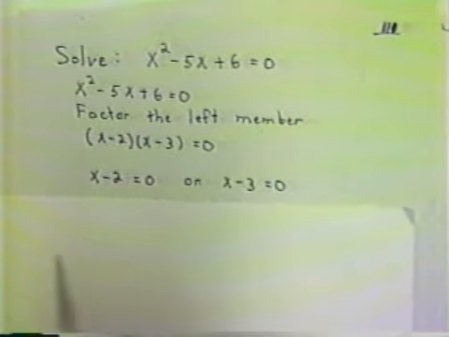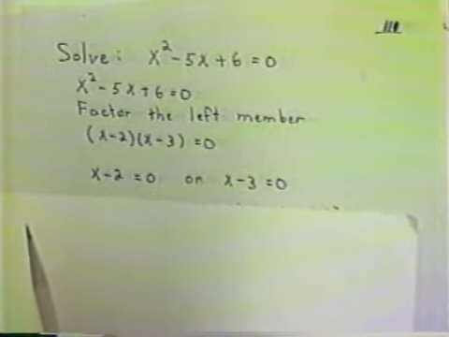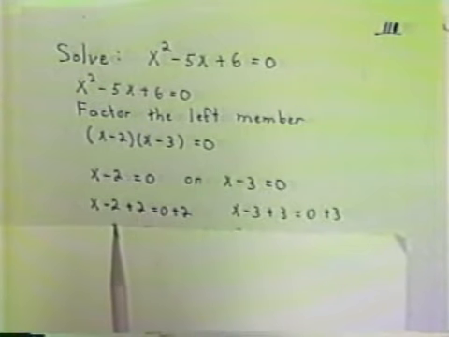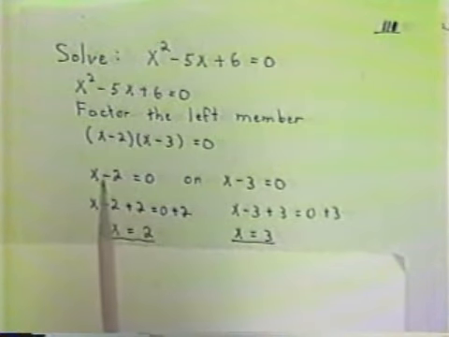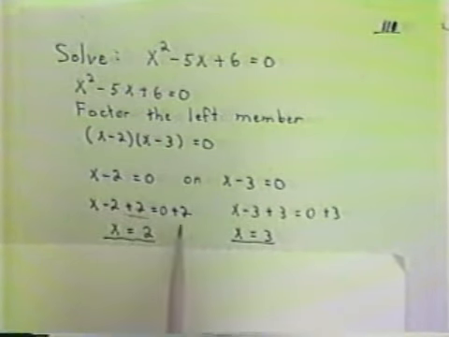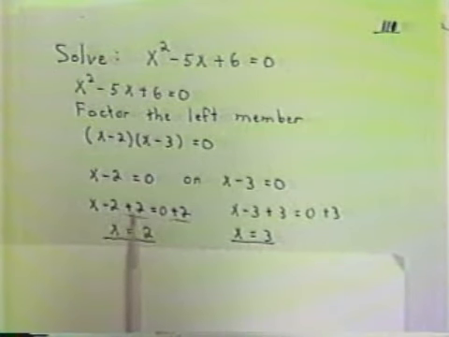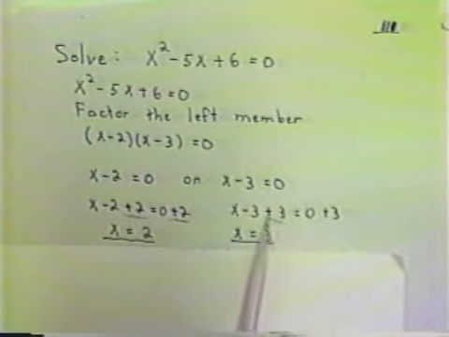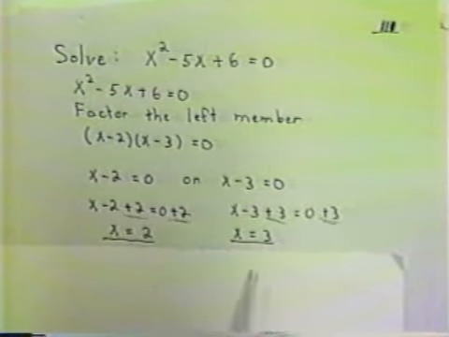If x minus 2 is equal to 0, then I can add 2 to both sides to get x is equal to 2. So notice I've added 2 to both sides. I added 2 to the left side, I added 2 to the right side. Then x minus 2 plus 2 is just x, 0 plus 2 is 2. I do the same thing for x minus 3 is equal to 0. I add 3 to both sides to get x is equal to 3. So we have two answers.